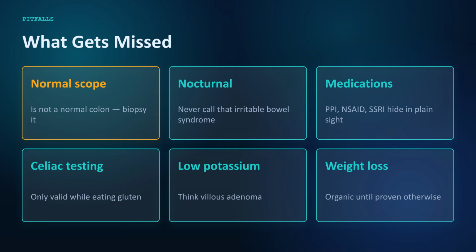First, a normal-looking colonoscopy does not exclude disease. Microscopic colitis is invisible to the eye, always biopsy. Second, nocturnal diarrhea and weight loss are organic until proven otherwise. Never label those as irritable bowel syndrome.